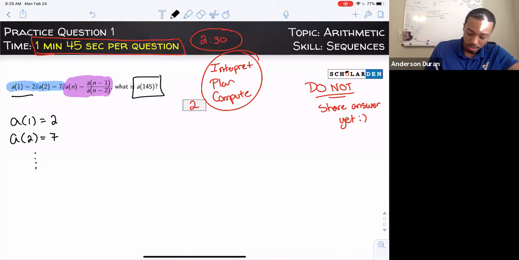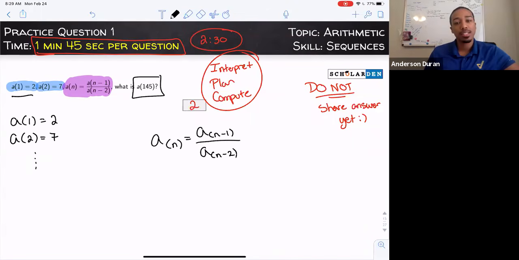And really, what we need to realize is that this is a sequence problem. This is an arithmetic sequence. So what we want to understand, or not, sorry, this is a recursive sequence. But nonetheless, this is a sequence, and I highlighted that right here.